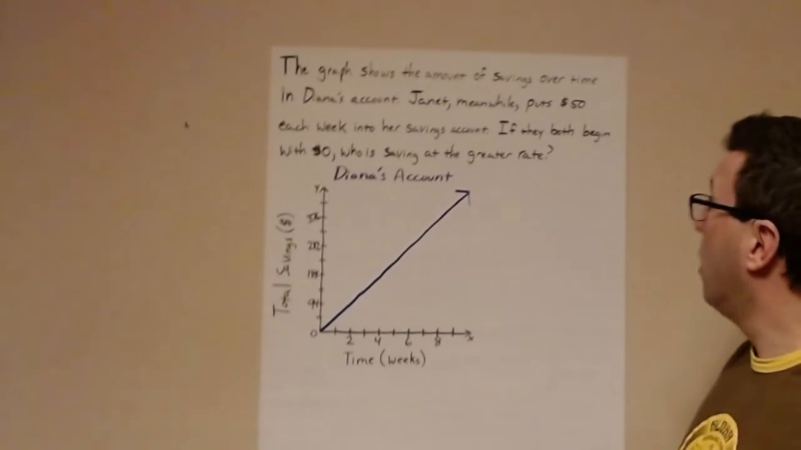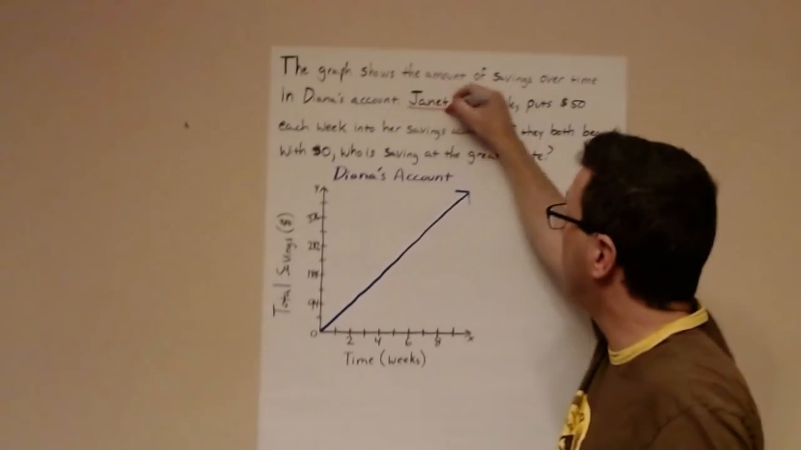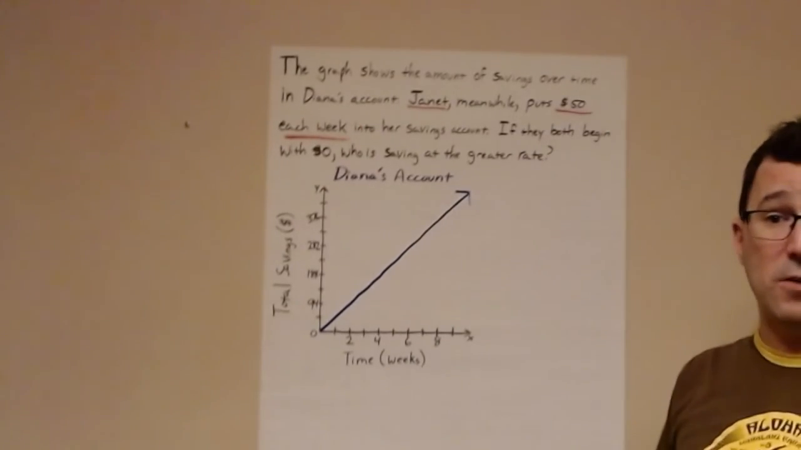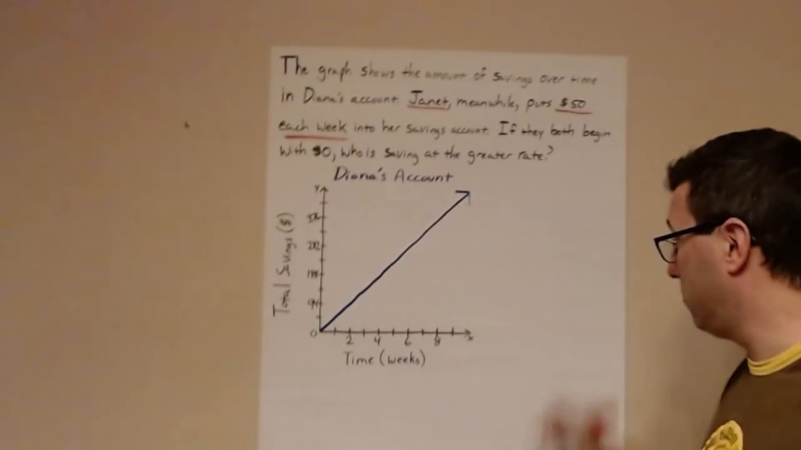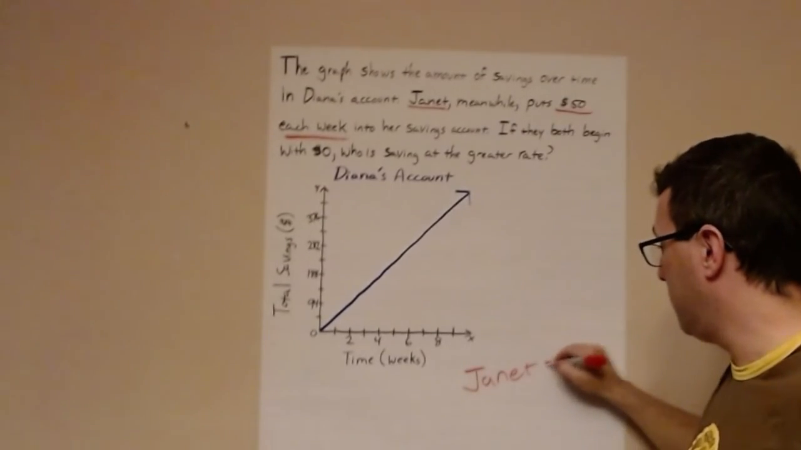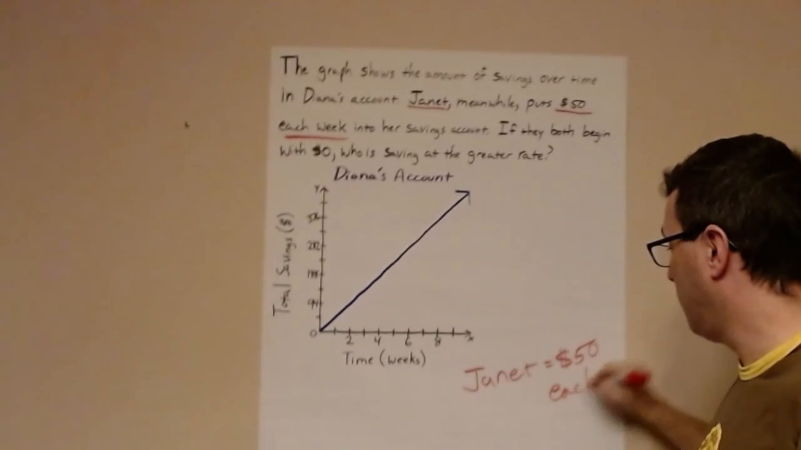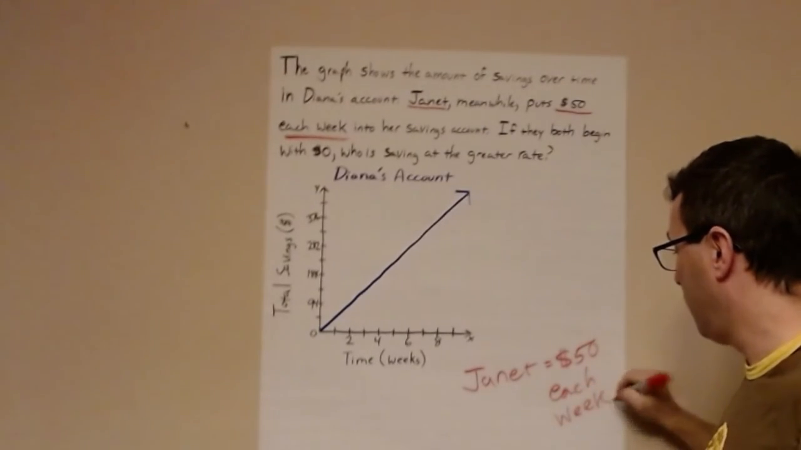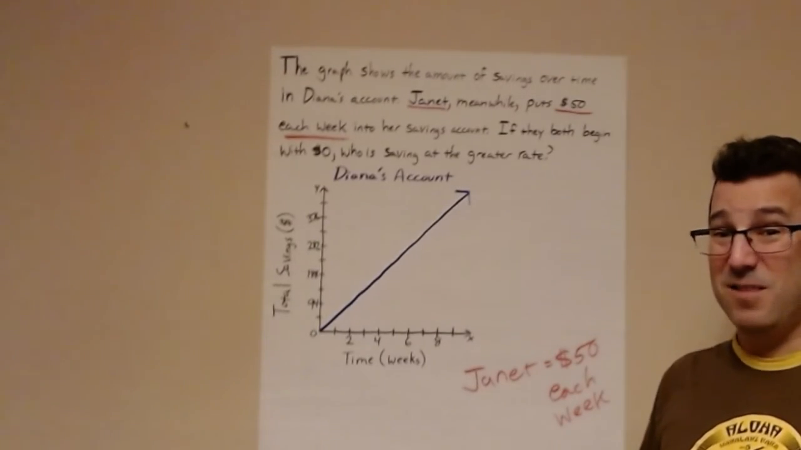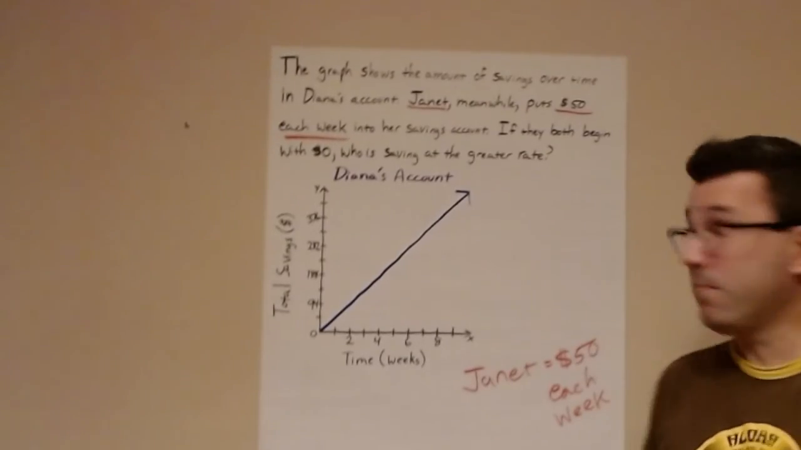So we have that right here. Janet, she's putting $50 in each week. So Janet equals $50 each week. I mean, that doesn't get much easier than that. It told us this is what she does, and we just write it down.